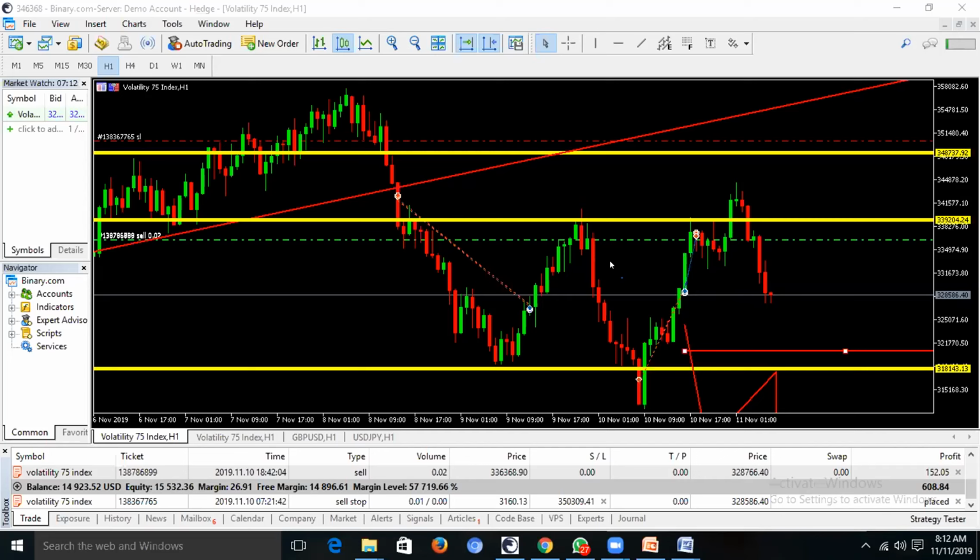Don't come and think that you can just make 100. You want to make quick money with volatility index. You may be disappointed because the market is very, very volatile as it stands.